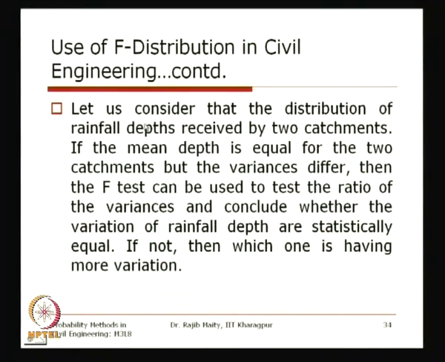And in civil engineering especially, let us consider the distribution of the rainfall depth received by two catchments. If the mean depth is equal for these two catchments, but the variance differs, then the F test can be used to test the ratio of the variances and conclude whether the variation of the rainfall depth is statistically equal or not. If not, then which one has more variation.